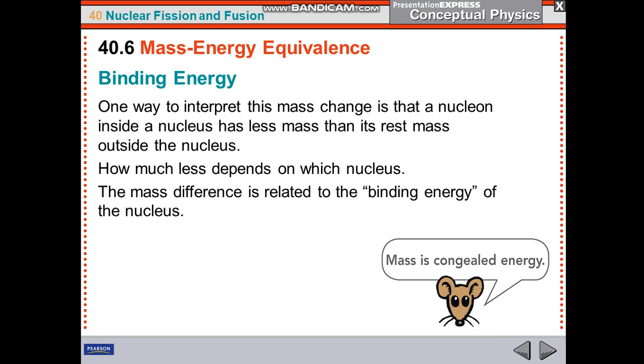One way to interpret this mass change is that a nucleon inside a nucleus has less mass than its rest mass outside the nucleus. It's very important. A nucleon inside a nucleus has less mass than its rest mass outside the nucleus. How much less depends on which nucleus. The mass difference is related to the binding energy of the nucleus.